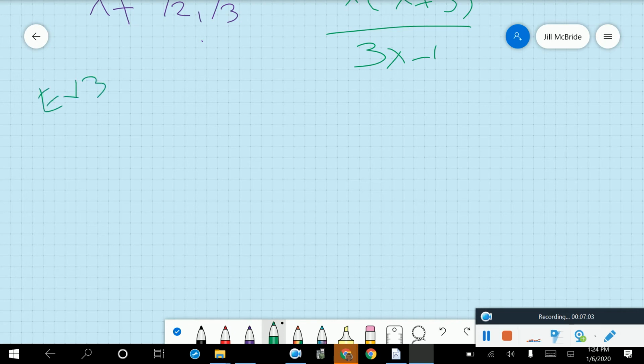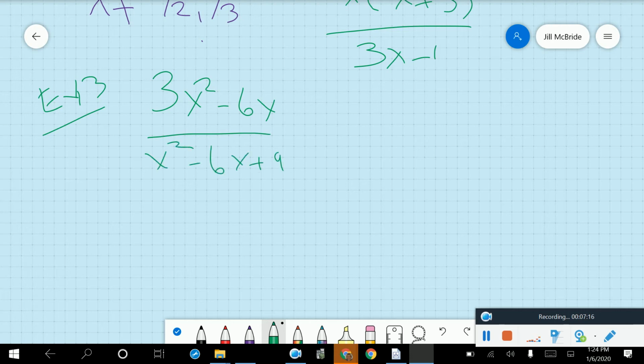Example 3. 3x squared minus 6x over x squared minus 6x plus 9 times x squared minus x minus 6 over x squared minus 4.